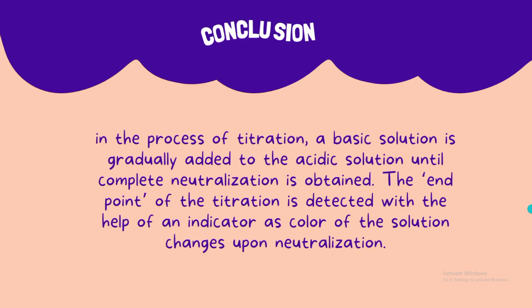In conclusion, in the process of titration, a basic solution is gradually added to the acidic solution until complete neutralization is obtained. So the endpoint of the titration is detected with the help of an indicator, as the color of the solution changes upon neutralization.